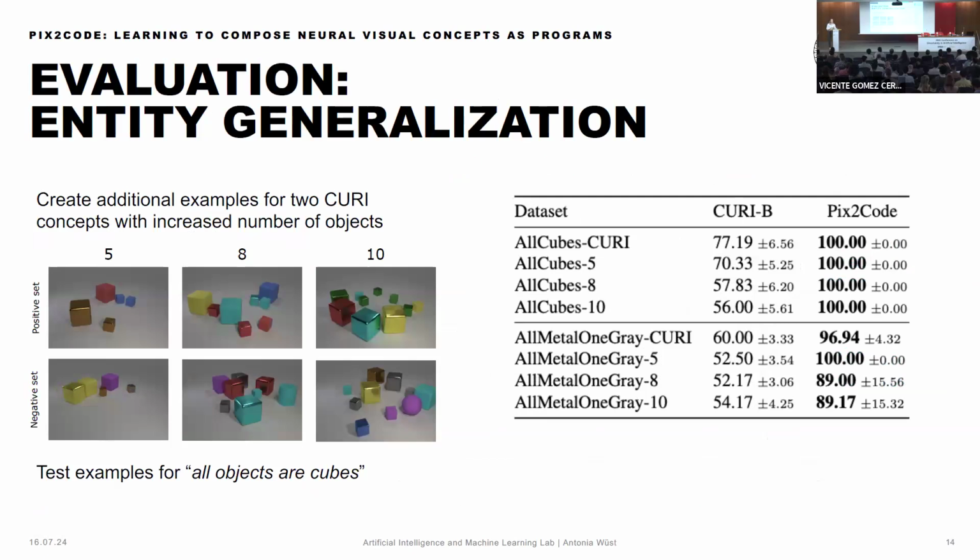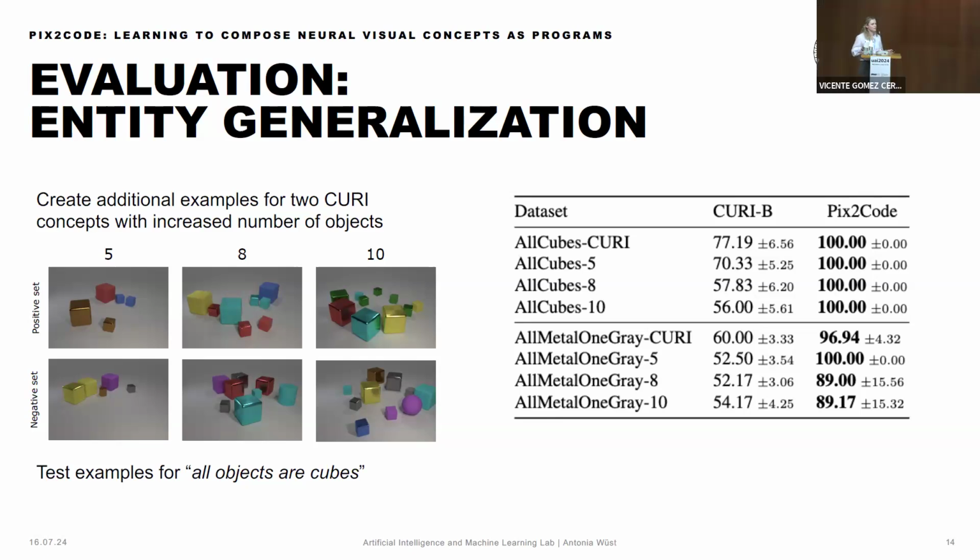Another generalization that we thought is very important is the generalization on the concept level itself. So if you have a concept, for example, all objects are cubes, then you want that this concept is still valid, even if there are more objects in the scene. Because the concept itself doesn't change despite how many objects are in the scene. And so we decided to increase the samples of the Curie dataset for two concepts, and investigated how well the baseline performs and how well our programs perform on it.